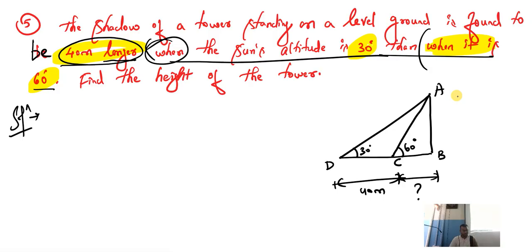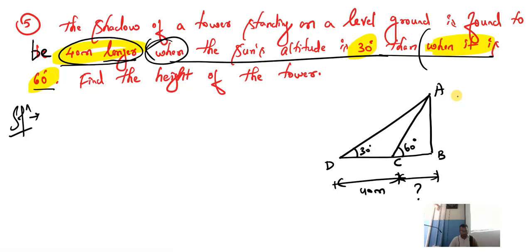Next line. The angle of elevation of the top of the tower from the tip of the shadow is 60 degree.